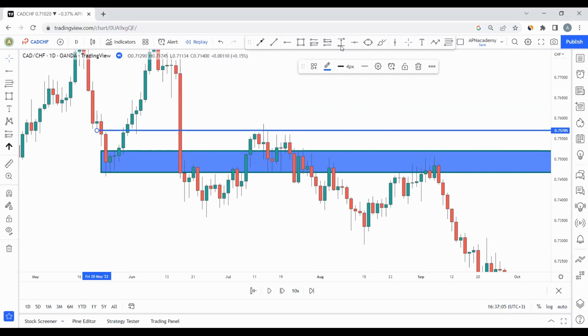Now, how many people lost money here? Because most people, after a break of this structure here, are taking their sales here, expecting the market to continue down. But instead, the market triggered all the stop losses before actually dropping down. Are we together? So make sure you also identify those hidden structures that you can easily forget.